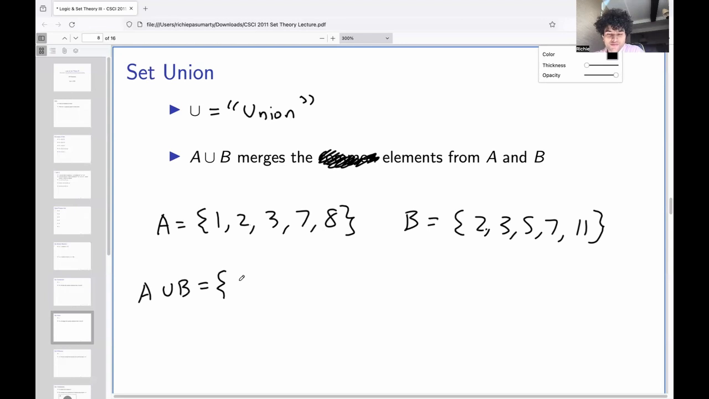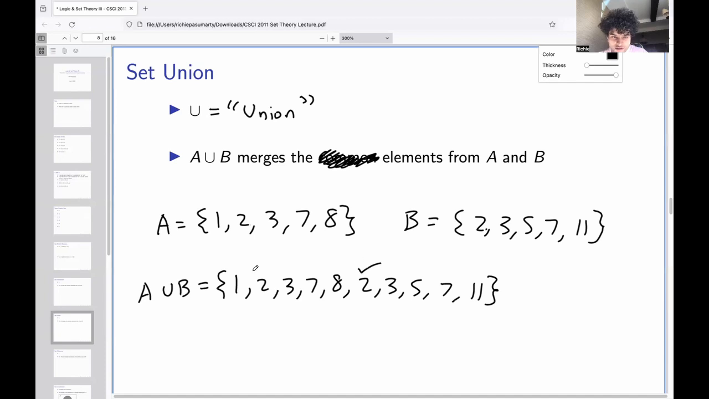So I'll first write A union B in an incorrect way, but I'll say what the mistake is. The thought process is I take the elements from A, and then I just tack on the elements from B. So this is actually incorrect because some elements are repeated twice. Like 2 is repeated twice here, 3 is repeated twice, 7 is repeated twice. In a set, every item has to occur only once. So this is actually incorrect.